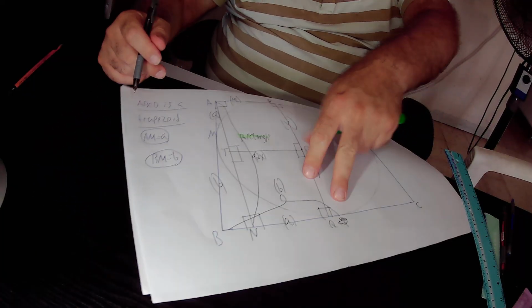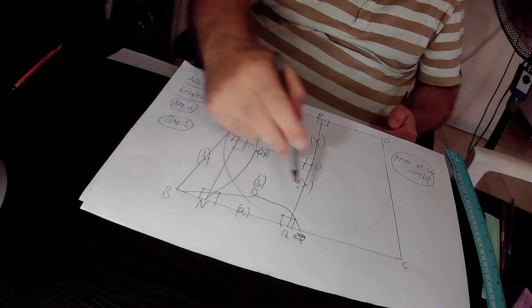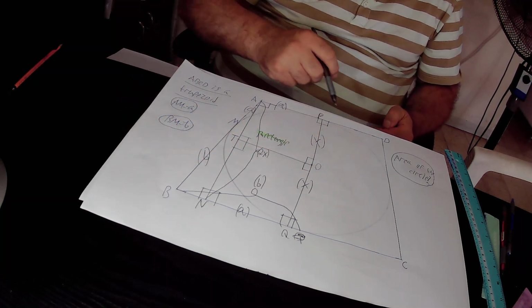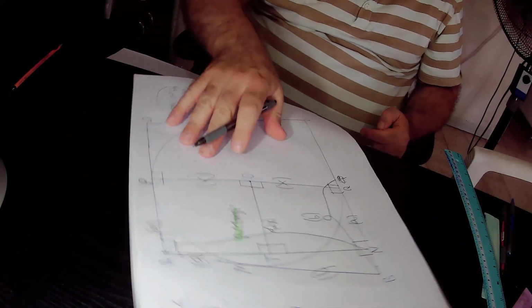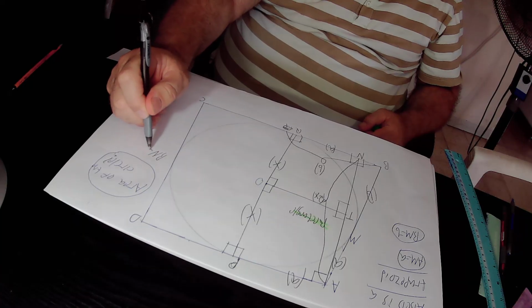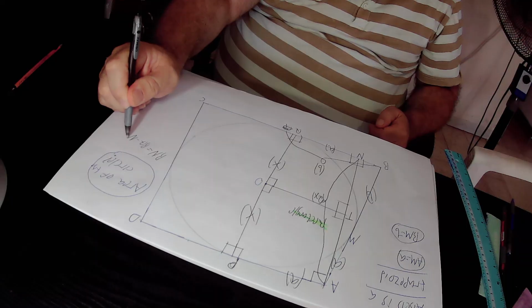What is the length of the missing line segment BN? BN in total equals BQ minus NQ. So I write it down: BN equals BQ minus NQ.